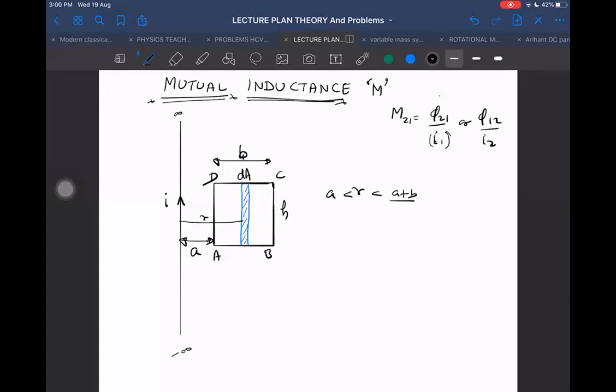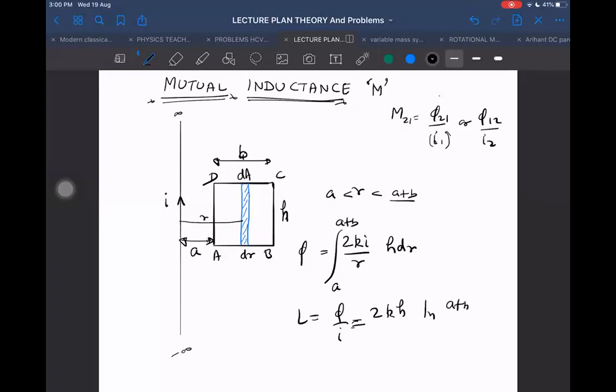Can you tell me what it is now? B is mu not I by 2 pi r, into area. Area will be h into dr, where dr is the width and h is the height. The integral is equal to flux, but I need flux divided by I. So L will be equal to phi upon I. I will be cancelled finally, and it is mu not h by 2 pi into log of limits going from a to a plus b, log of (a plus b) divided by a. Same thing as before, no difference at all.